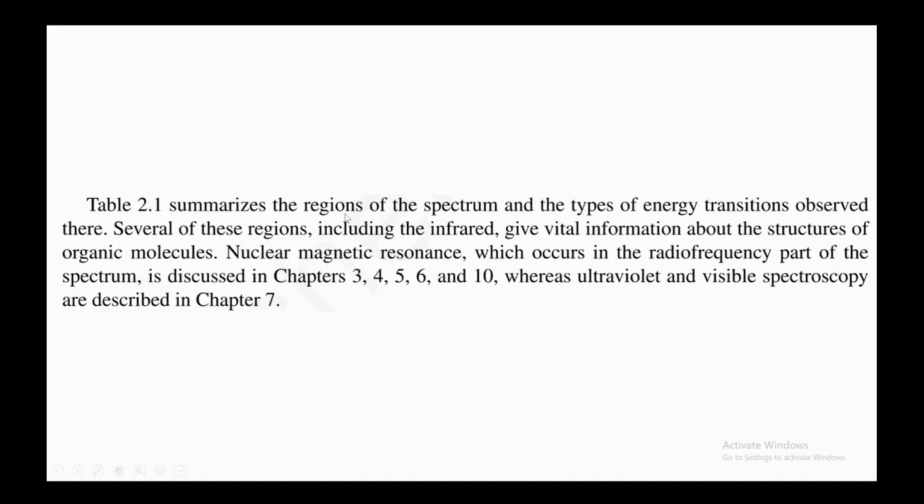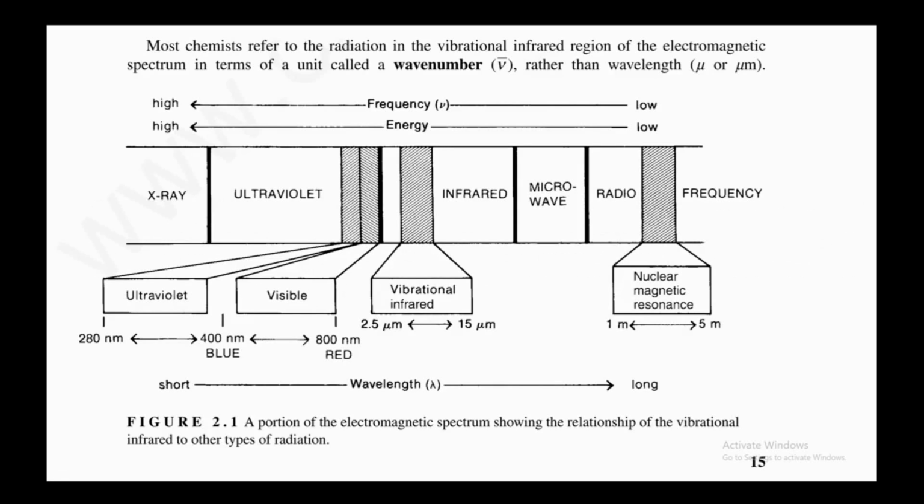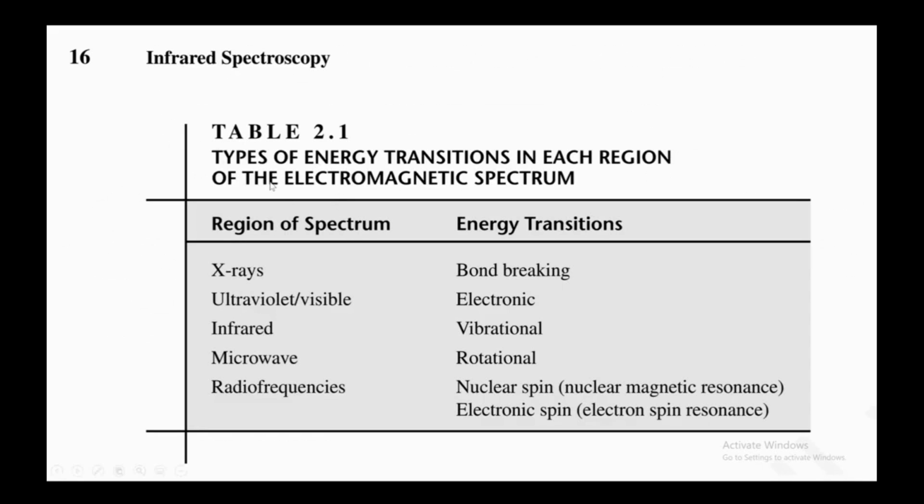Table 2.1 summarizes the regions of the spectrum and the types of energy transitions observed there. Here is table 2.1, types of energy transitions in each region of the electromagnetic spectrum. And this is the region of the spectrum: X-rays, ultraviolet, visible, infrared, microwave, radio frequency radiation. If you apply X-ray radiation, they are able to cause bond breaking because they are shortest in wavelength and highest in energy. Then we have ultraviolet and visible radiation, they are able to cause electronic transitions.